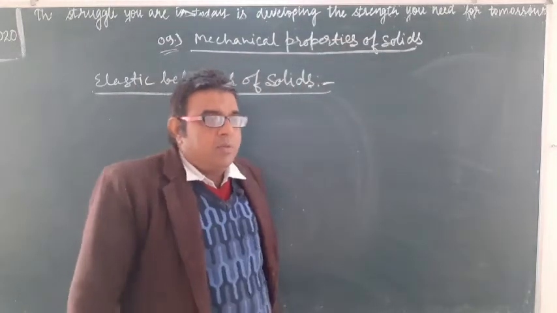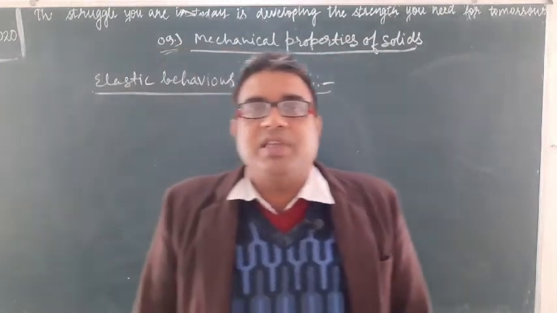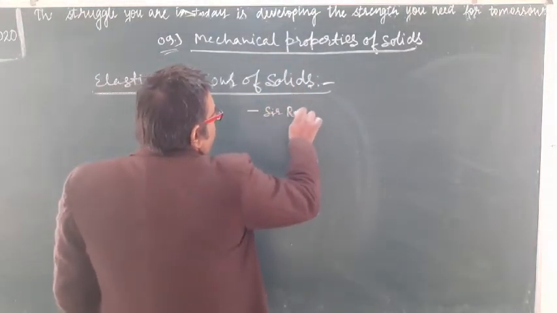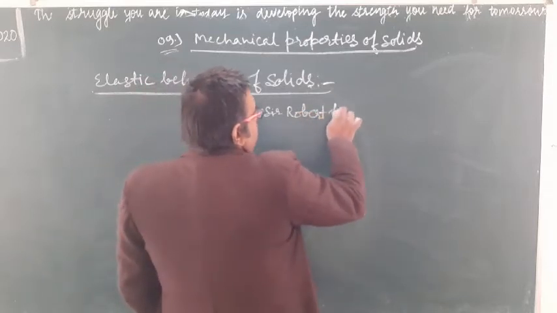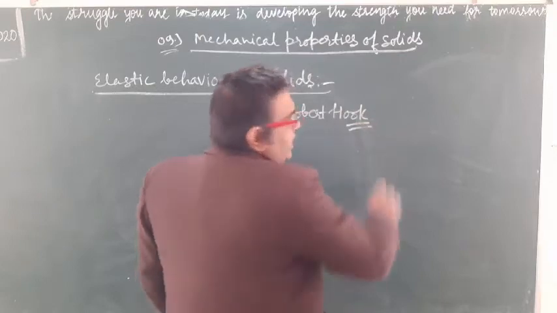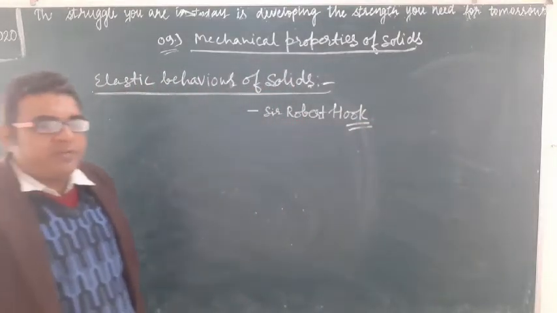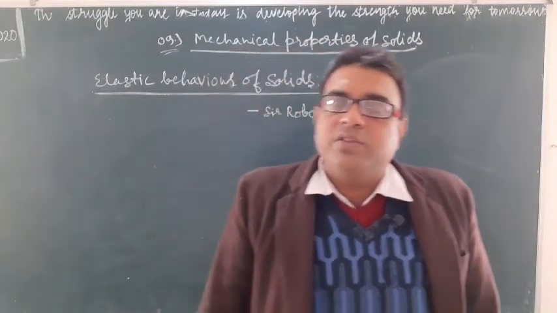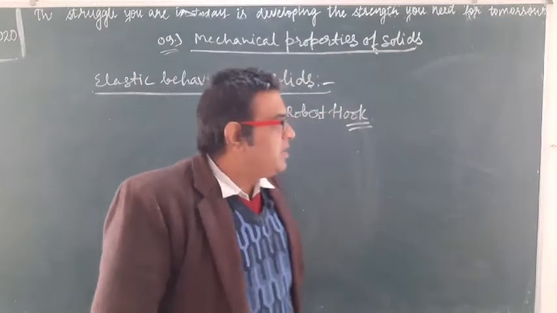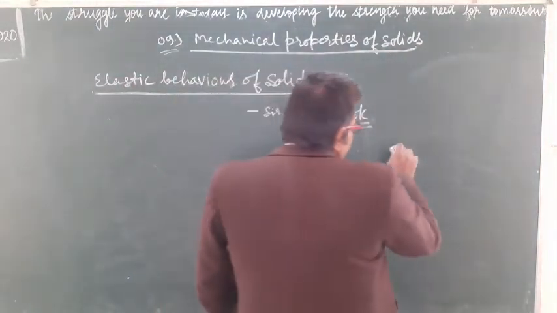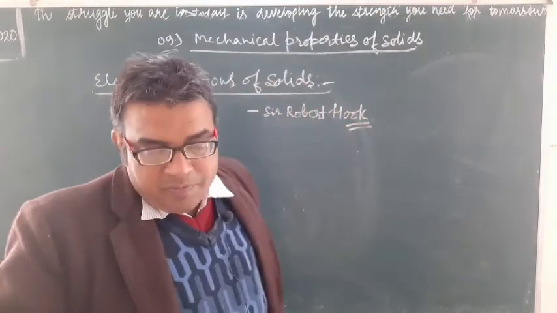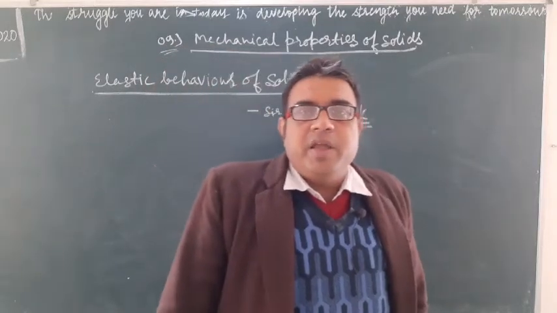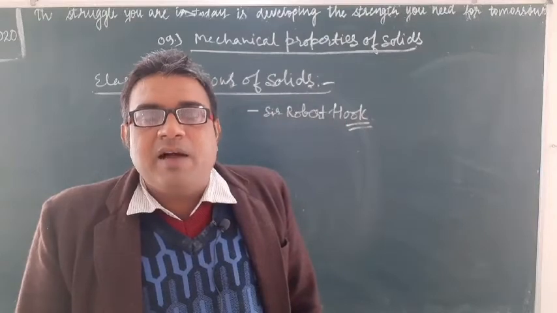Look here. One of the famous English physicists, Sir Robert Hooke, was performing experiments on various rigid bodies by applying forces on them. And what he observed was that when the external force is removed from the body, it regains its original shape.